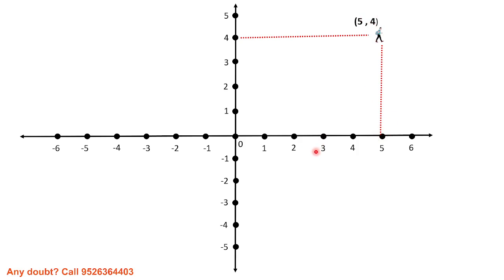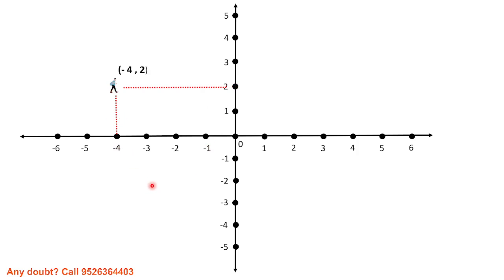I will give you plenty of examples. Suppose the person is here. Say he is traveling to this position. Understood? He was here initially, but he can travel in any direction. So he traveled to this point. What is his position? Draw dotted lines vertically and horizontally. His x value is -4 and y value is 2. So his position is -4 comma 2.